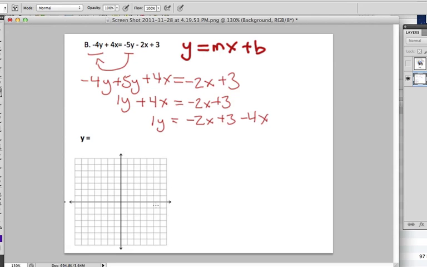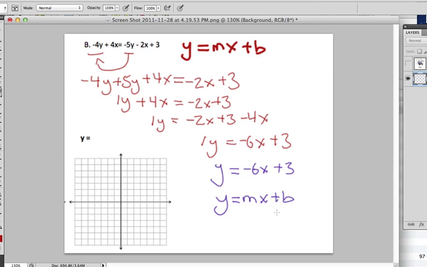I now have the x's on one side. -2x minus 4x will be -6x and +3. Now another way to write this, and I'll change colors here, is 1y is the same as y, and -6x plus 3 is in y equals mx plus b format. So what that means is that your b is really +3.